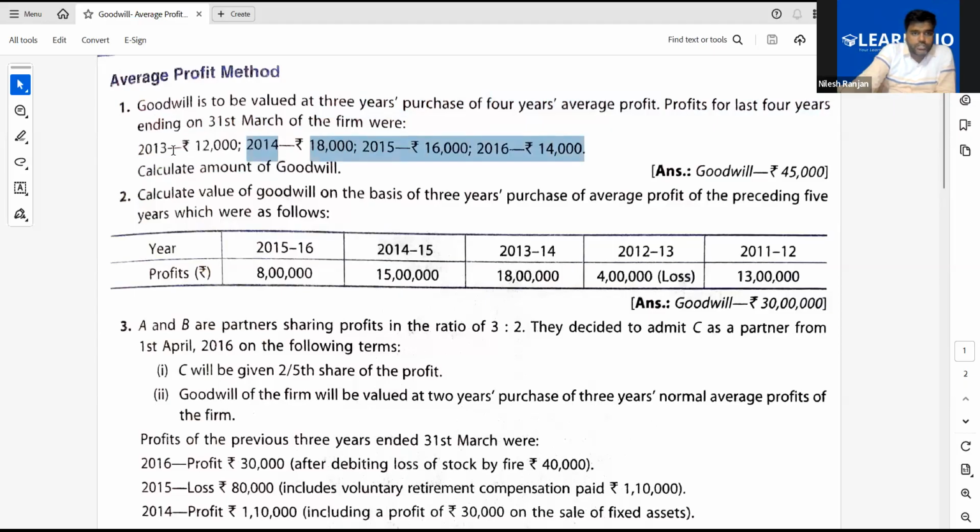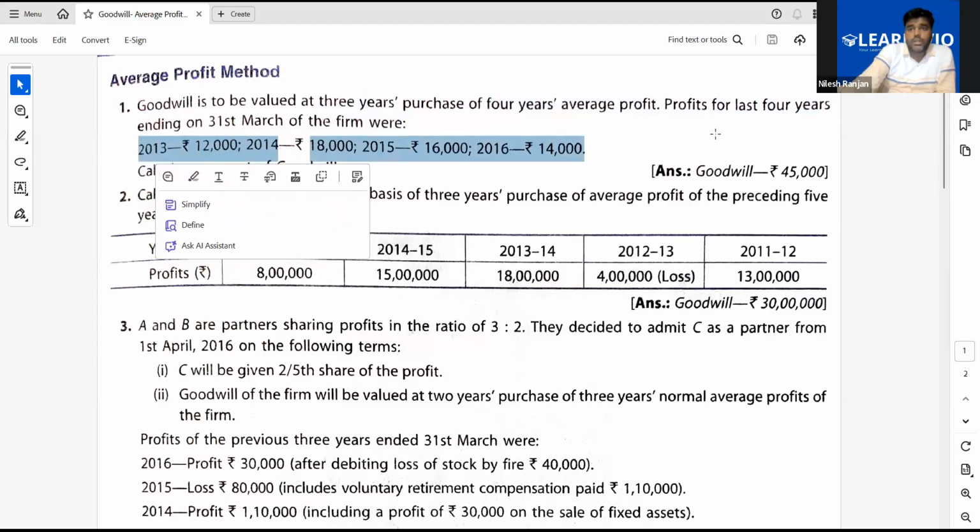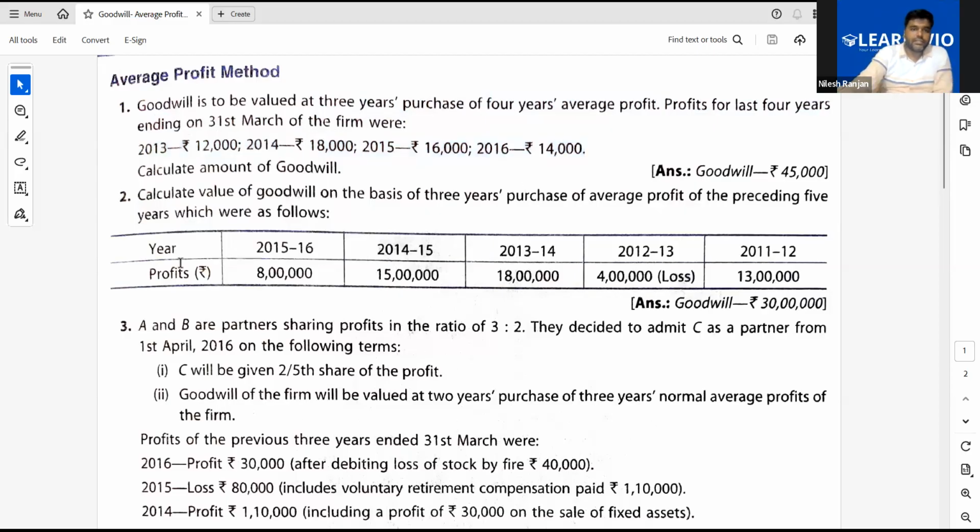So a profit of 4 years is given. We have to calculate the average. Profit for the last 4 years ending on 31st March of the firm were 12,000, 18,000, 16,000 and 14,000. And then there is the amount of goodwill. So this is a very simple question.